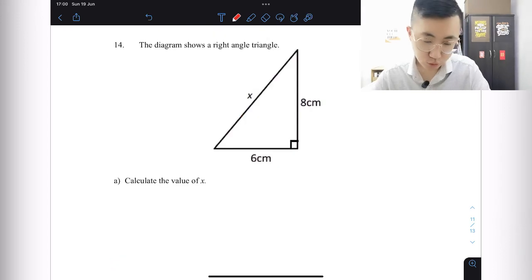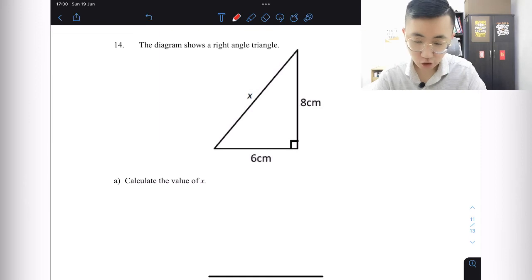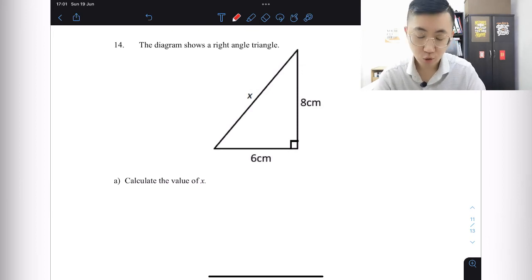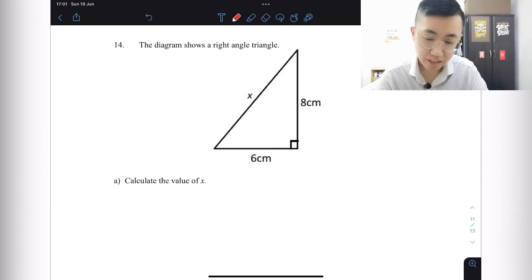The diagram shows a right angle triangle, meaning a 90-degree triangle. Calculate the value of x. If you are watching this as a year 10 or year 11 student, you need to suspect a few formulas to use, whether it's the sine rule, cosine rule, or Pythagoras theorem. Since I know this is a year 8 paper, I know that they haven't learned the sine rule or cosine rule. So this is definitely Pythagoras theorem.